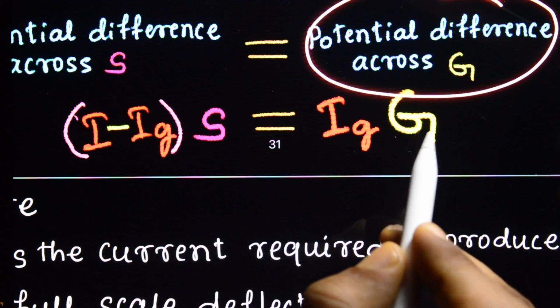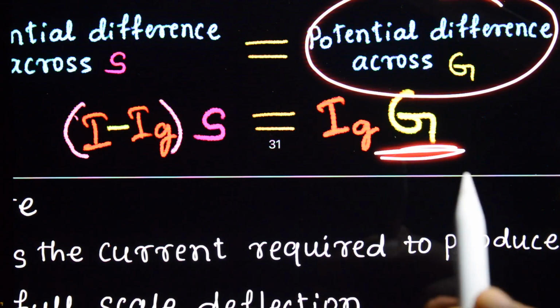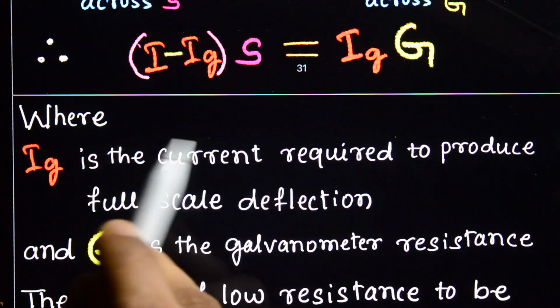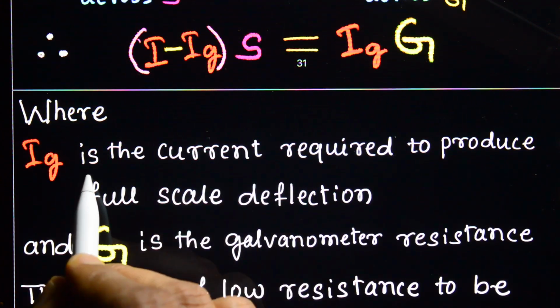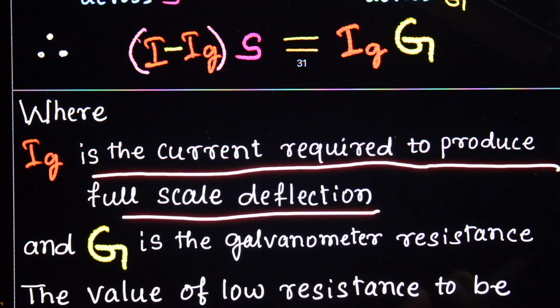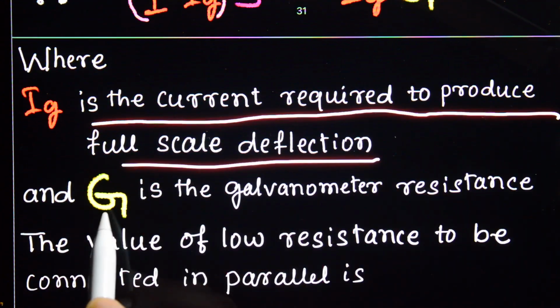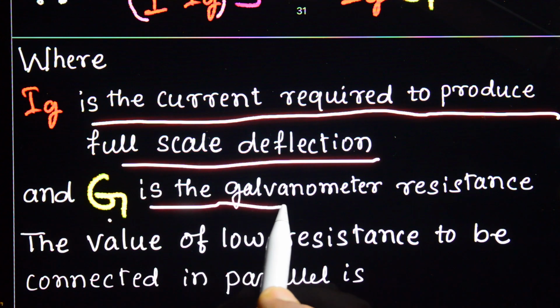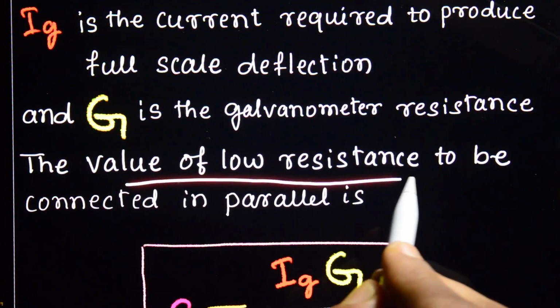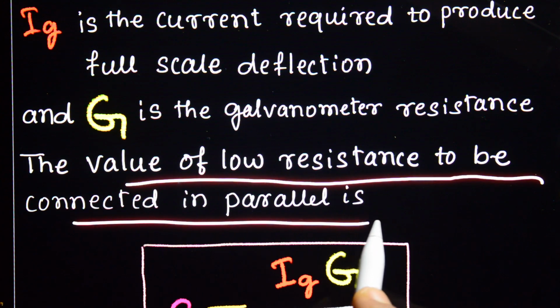Why capital G? What does capital G indicate? That is the resistance of the galvanometer. And here, what is Ig? Ig is the current required to produce full scale deflection in the galvanometer. And what is capital G? Capital G is the galvanometer resistance, and the value of resistance to be connected in parallel.